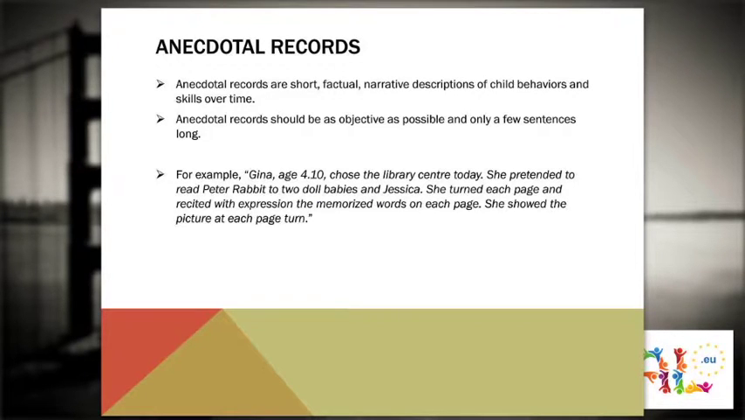The second method is an anecdotal record. Those are short, factual, narrative descriptions of a child's behavior and skills over time, used several times. Like I said before, it's not one moment or action, it's multiple actions during the whole year. Anecdotal records should be as objective as possible and only a few sentences long. You don't have to write a full book about young children.